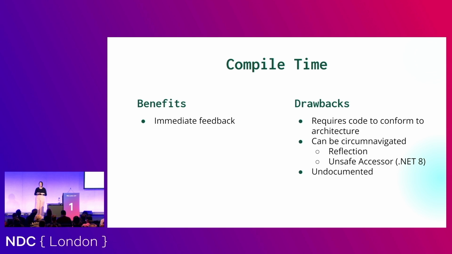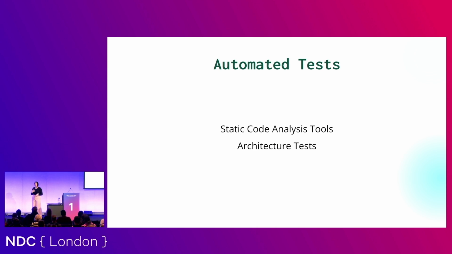So compile time, immediate feedback. The drawbacks, we need our code to conform to the architecture, so you all have to write it that way. As I said, it can be circumnavigated. It's undocumented. All right, so new people coming in, they're like, what do I do? What does this mean? We can have automated tests. We've got static code analysis tools and architecture tests.